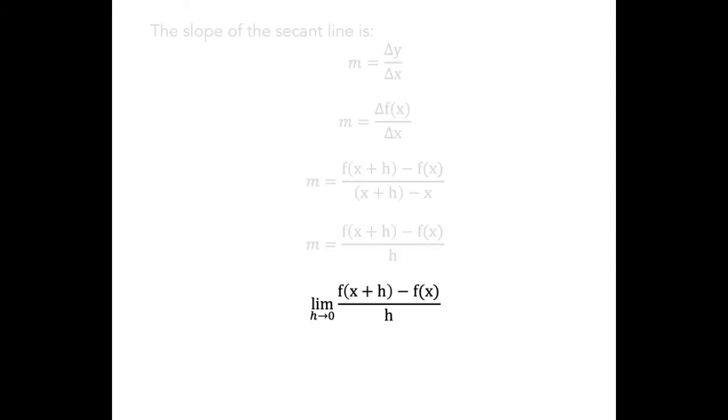Look at that. Now we can describe that slope. As h gets closer and closer to 0, we can say what value that slope is approaching, and that gives us the slope of the tangent line at that point x. In other words, it gives us the derivative. Dun, dun, dun!